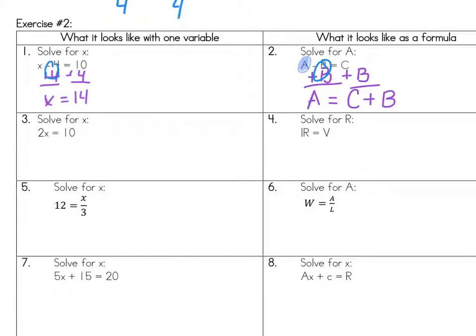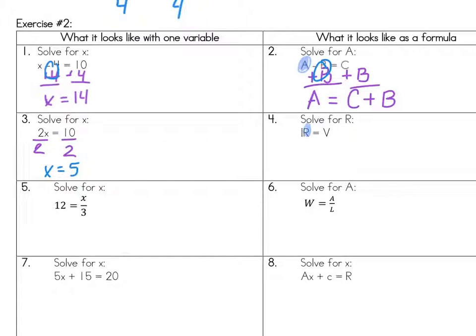Okay, so let's move on to number 3. In number 3, if I wanted to solve for x, I would divide both sides by 2 to get that x alone. So x is equal to 5. So if I want to get, in question number 4, r alone, let's highlight r. So I want to get r alone.